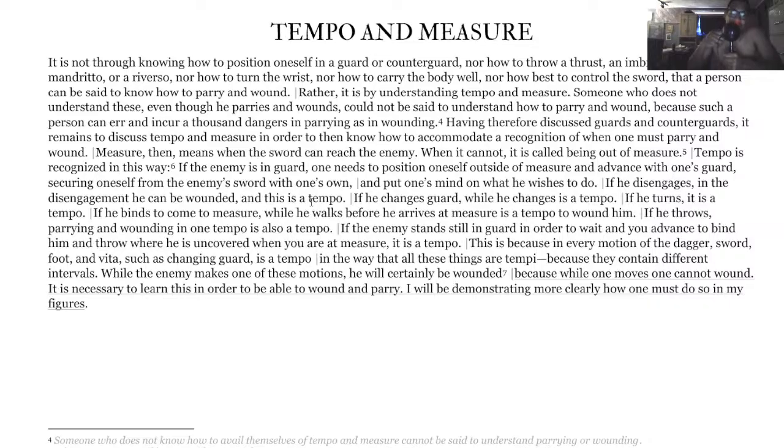This is because in every motion of the dagger and sword, foot and vita, such as a changing guard, is a tempo. In the way that all these things are tempi, because they contain different intervals. While the enemy makes one of these motions, he will certainly be wounded, because while one moves, one cannot wound. It is necessary to learn this in order to be able to wound a parry. I will be demonstrating more clearly how one must do so in my figures.